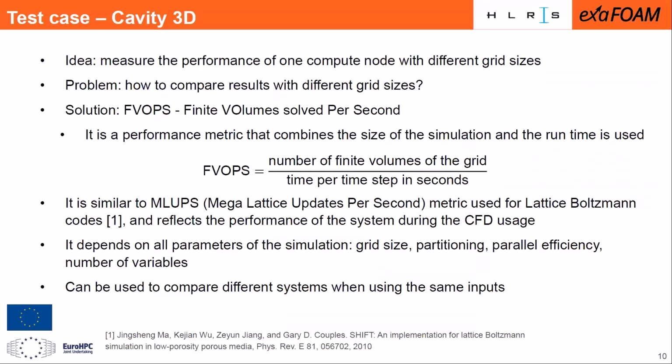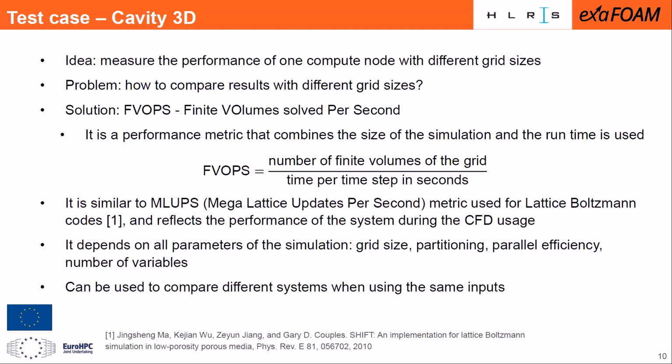And then my idea is, okay, I have to measure the performance of one compute node with different grid sizes to understand why, when I do this strong scaling test and diminish the grid size, I'm getting so much performance difference. The problem is how to compare these results with different grid sizes. Then the solution is to derive a metric.